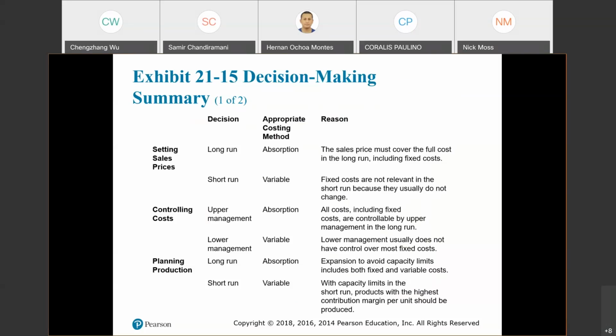Well, here it summarizes the situations in which managers must make decisions and the costing system that is more appropriate for each situation. This slide and next slide.